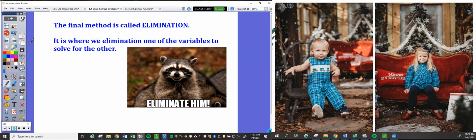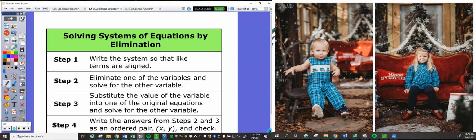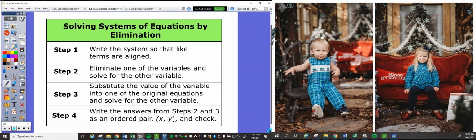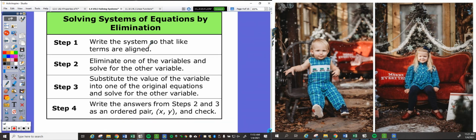All right, the last method we're going to do is called elimination. The idea is that we're going to eliminate one of the variables in order to solve the other one. These are the steps to it. You can always go back and look at this in your notes if you need to remember what to do. But it's fairly easy.